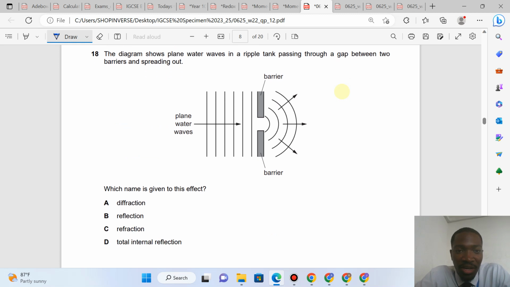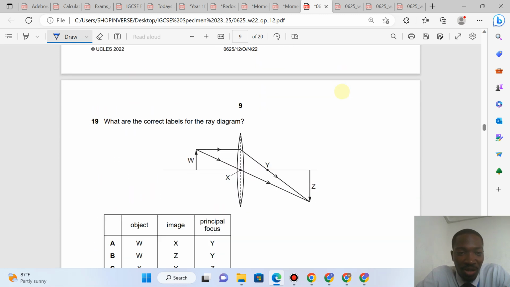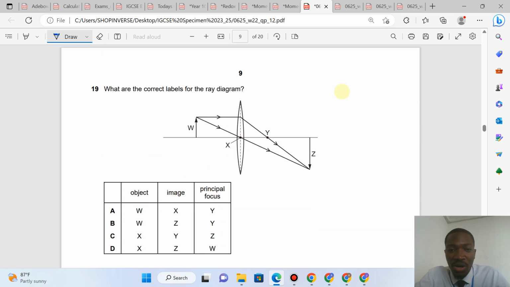Question 18. The diagram shows plane water waves in a ripple tank passing through a gap between two barriers and spreading out. Which name is given to this effect? This is diffraction of waves. Option A, diffraction of waves. Okay, good. Question 19. What are the correct labels for the ray diagram?